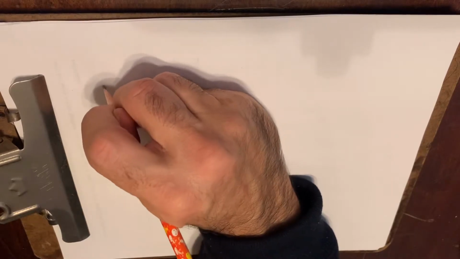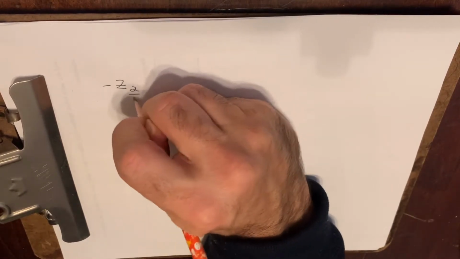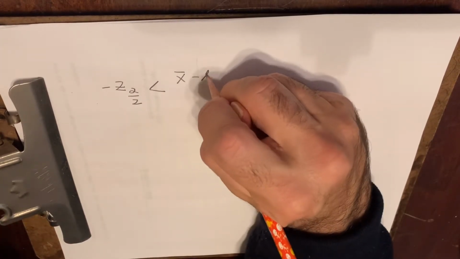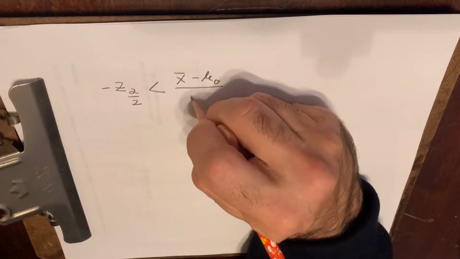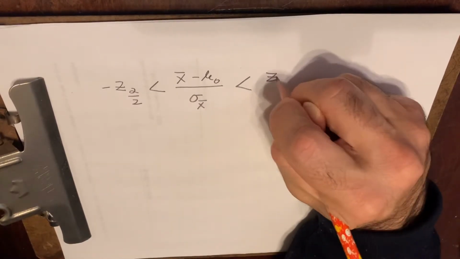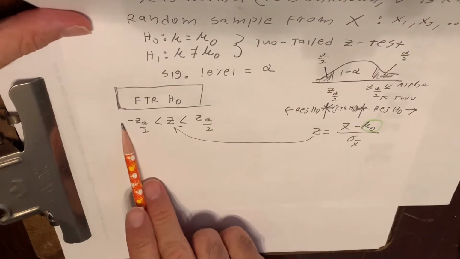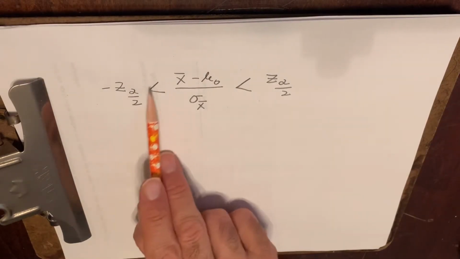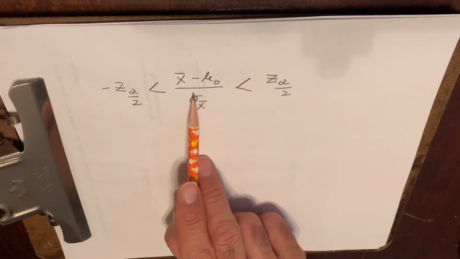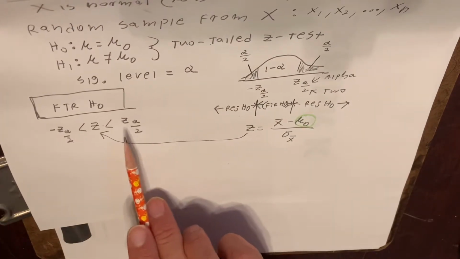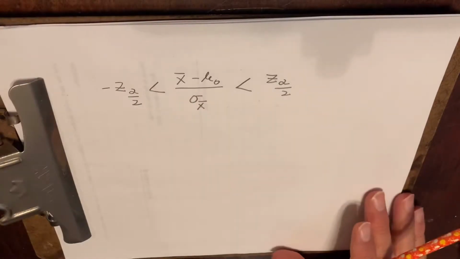So we have negative Z sub alpha over 2 is less than X bar minus mu naught over sigma sub X bar, which is less than Z sub alpha over 2. Now I want you to see where this came from. Negative Z sub alpha over 2 is less than Z. Now this is Z, right? Z is less than positive Z sub alpha over 2. So it comes right from this.